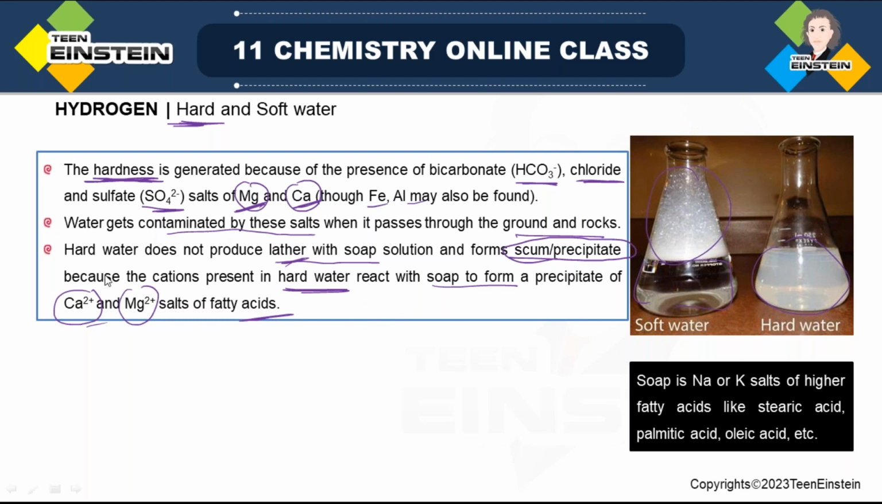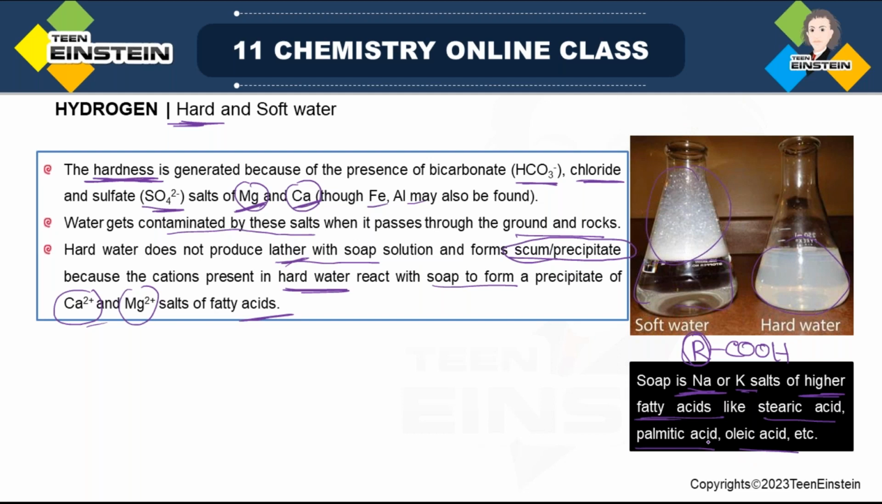Now, if we want to understand the equation, we have to know what a soap molecule actually is. Soap is basically the sodium or potassium salt of a higher fatty acid. Now, what is a fatty acid? If I write it, it is basically a carboxylic acid. But remember, it is not just any carboxylic acid. This R group is a very long chain of carbon and hydrogen, which is why we say higher fatty acid. Some examples are stearic acid, palmitic acid, oleic acid, etc.